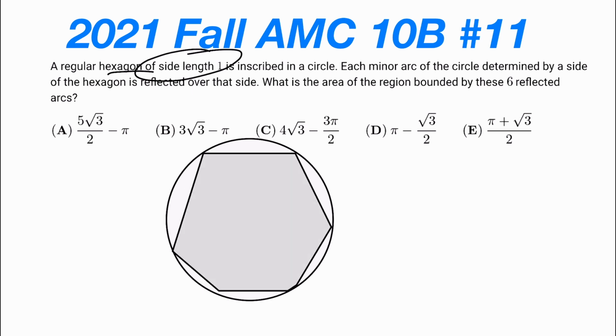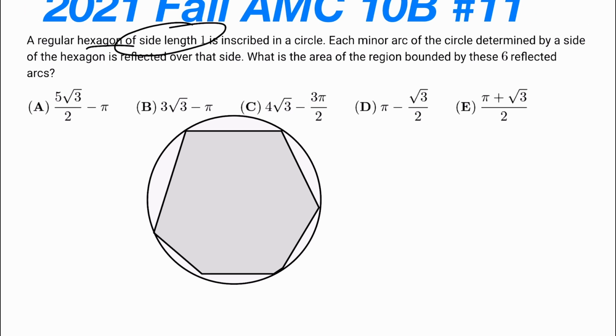The problem states that each minor arc of the circle is reflected. Well, if we draw the center of the circle and connect it to each vertex, then that distance will be the same, right? Also, we know that one interior angle is 120 degrees, because that's a hexagon, and that's a regular hexagon.